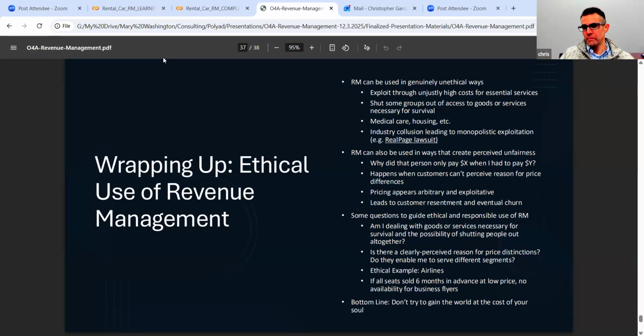We have to ask those questions, right? Another thing that can be helpful is to think about whether you can help make the rationale for price distinctions clearer to the customers. Is there a clearly perceived reason for this? Do the price differences enable me to serve different segments, for example? A great example of this is the airlines. This is a good example of ethical revenue management, right?